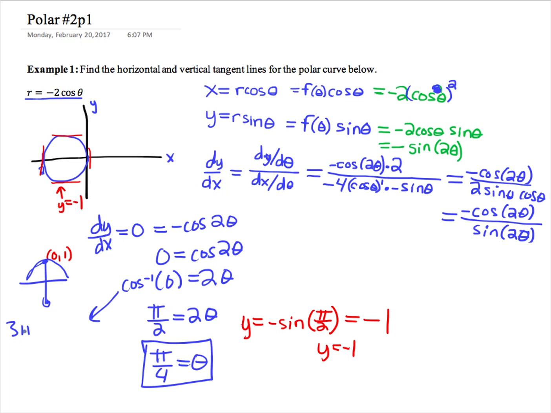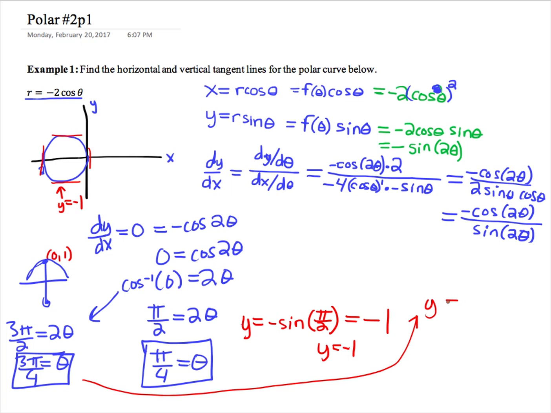So I'm going to say the next one would be 3 pi over 2 is 2 theta. So if I divide by 2 there, I'll get 3 pi over 4. So that looks like another productive spot that I should check. So I'm going to take this guy over here and say y equals negative, from up here in the y parametric equation, the sine of 2 times 3 pi over 4. That's going to be 6 pi over 4, which is 3 pi over 2. So there we go. So negative sine of 3 pi over 2, that's down here. Sine being the y-coordinate again, so that's negative negative 1, which is 1.